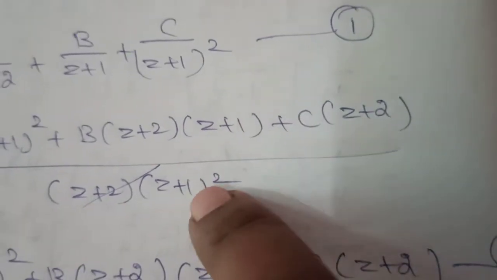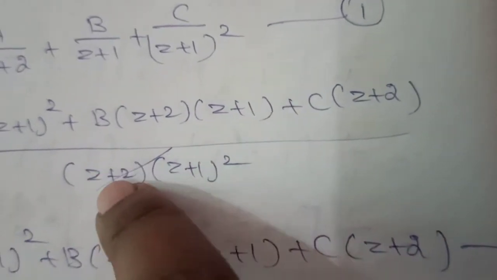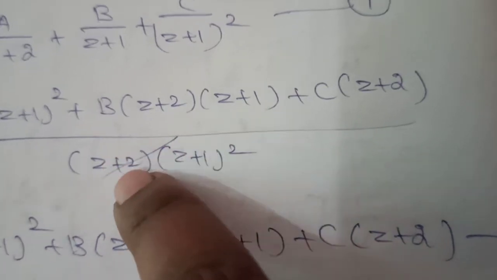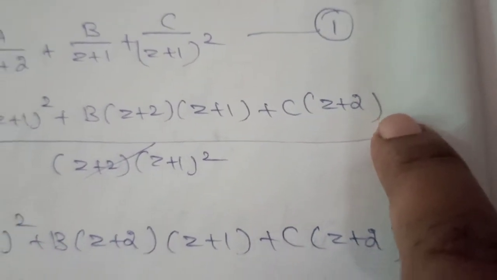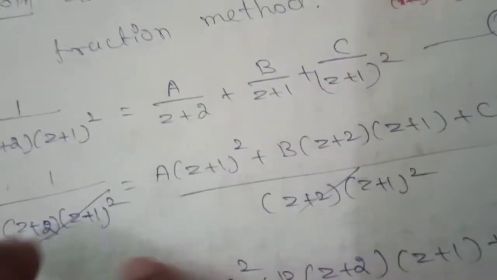Here the denominator has z plus 1 the whole square, but which one is not there? z plus 2 is not there. So in this term, c is multiplied by z plus 2. Okay, so the LCM condition is over.